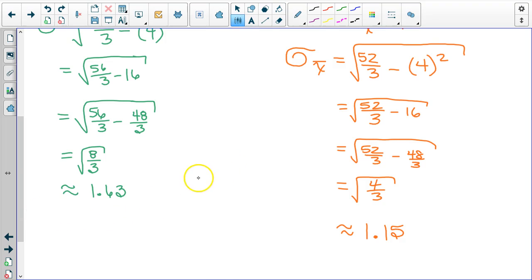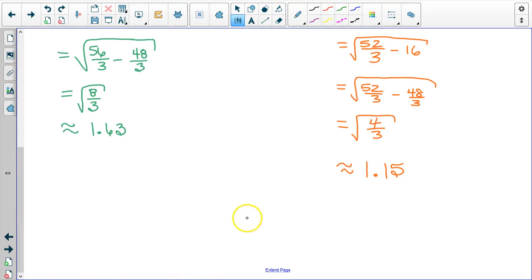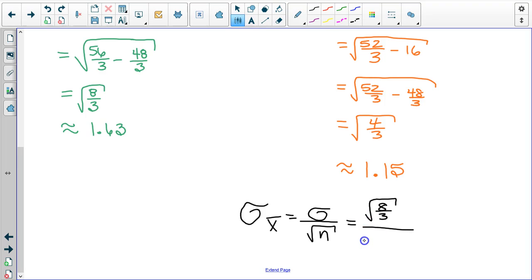What's the formula? If you didn't want to have to make this big chart and do all this work, what's the formula to find this standard error? I just gave it to you today. Sigma sub x bar is equal to sigma over square root of n. So we found sigma to be the square root of 8/3, right? And divide that by the square root of n. N, remember, is your sample size.